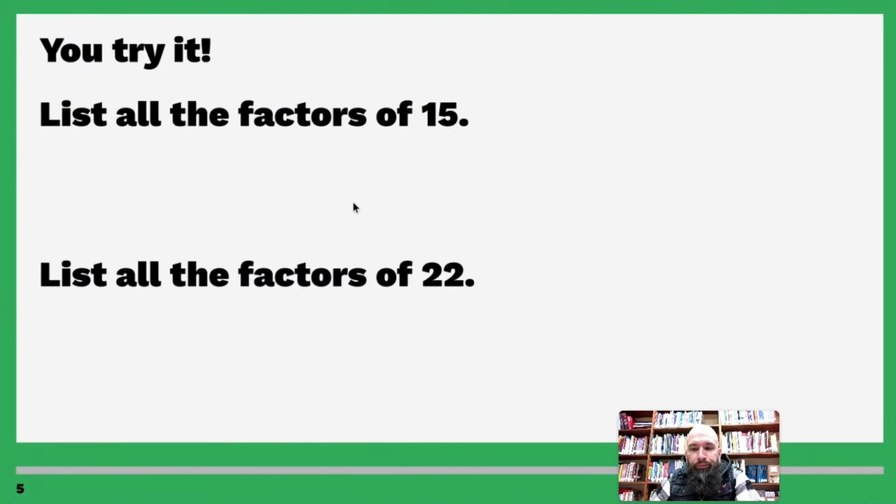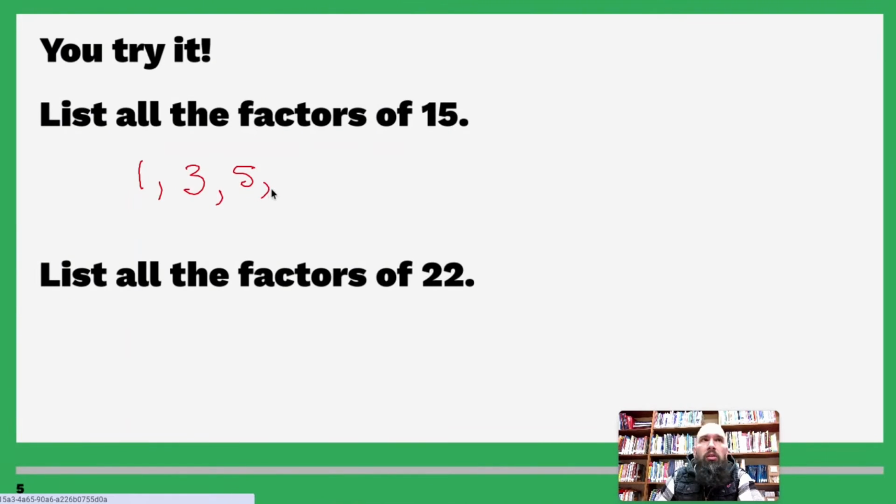All right, let's do it. List all the factors of 15. 1 is always a possibility. Can you do 2? No. Can you do 3? Yes. 15 divided by 3 is 5. Can you do 4? No. Can you do 5? Yes. 15 divided by 5 is 3.